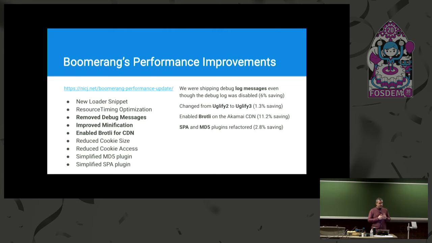We did other things like change our minifier from UglifyJS 2 to 3. It saved a couple bytes. We weren't using Brotli before. We were just gzipping our content. Luckily, the Akamai CDN knows how to do Brotli, so we enabled that. So that was a really easy, cheap win for us to do. Saved 11% of the bytes. And then we did things like refactoring our plugins. So we have things like our SPA and our MD5 plugin. We're able to shrink those down tremendously and save a few more bytes there. And I'll show you some of the details about that in a bit.